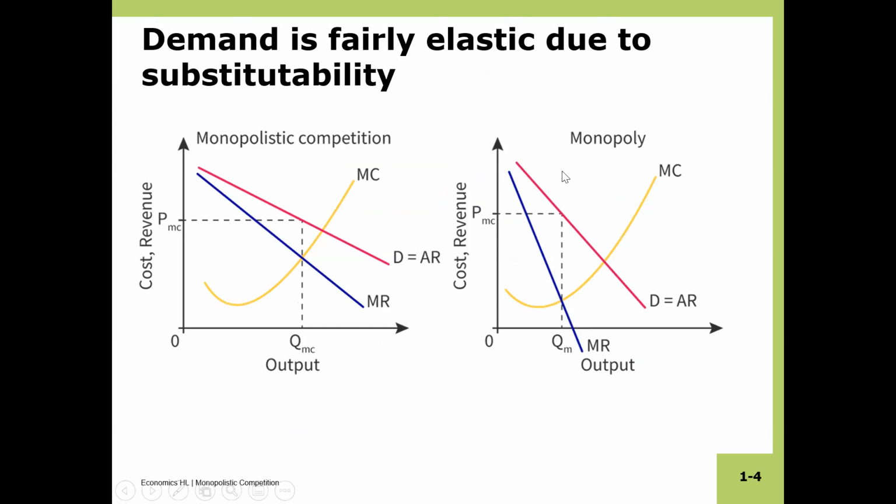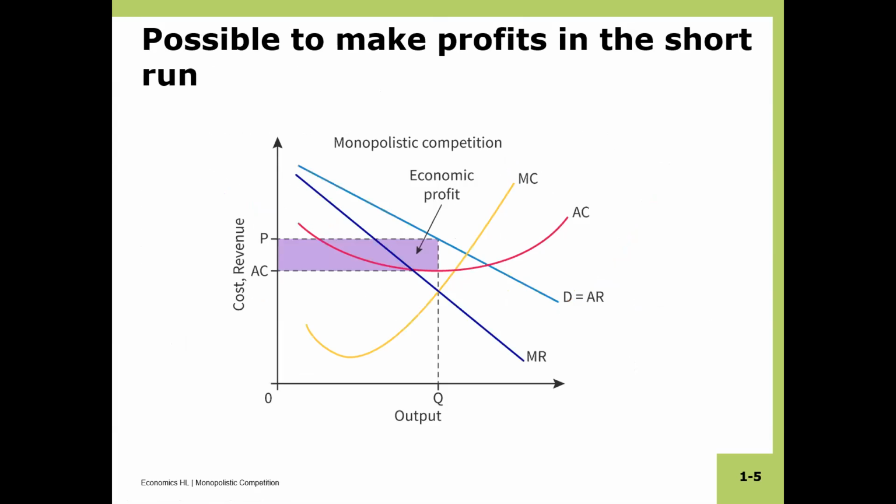Compared to monopoly, notice the difference here. Demand is fairly elastic due to substitutability. So the demand curve for monopolistic competition is more elastic than the one for monopoly. As you lower the price here, you can gain a lot of output, or if you try to increase your price, your output will fall by more than in a monopoly. So when you're drawing it, just draw demand for monopolistic competition more elastic because of the substitutability. Remember, there are no substitutes in monopoly because there's only one product.